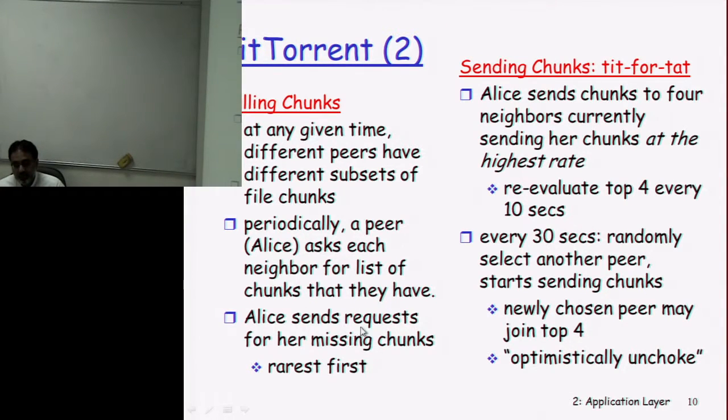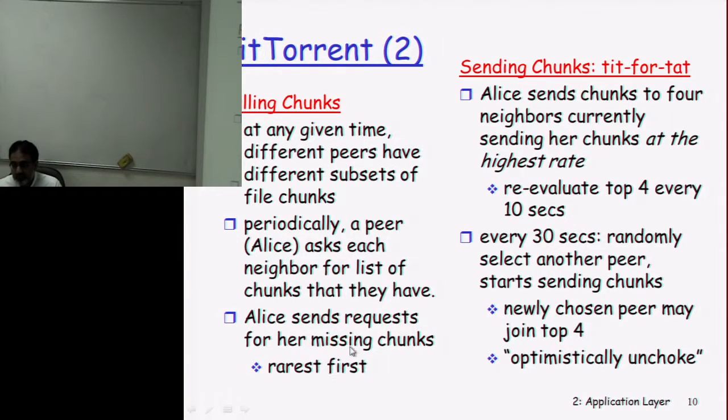Alice sends a request for her missing chunks. Now this is the question. Some of the chunks Alice has received, but some of the chunks are missing with Alice. Now Alice can request the missing chunks from her peers.